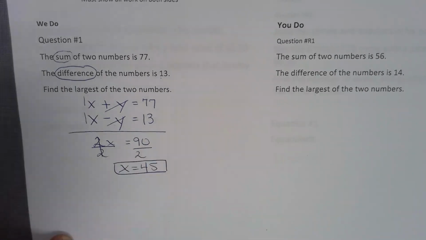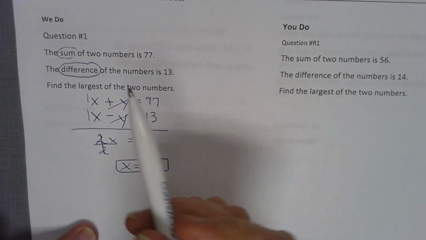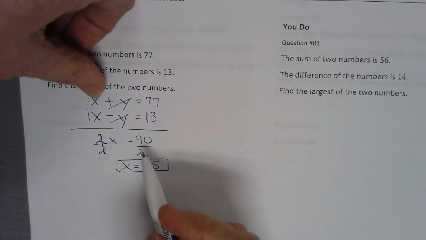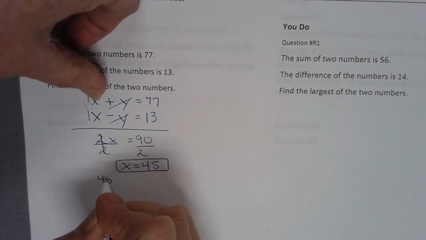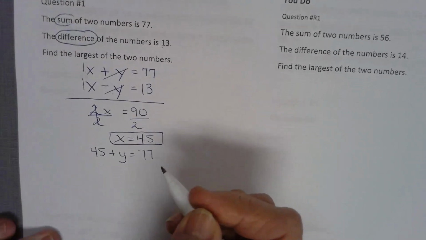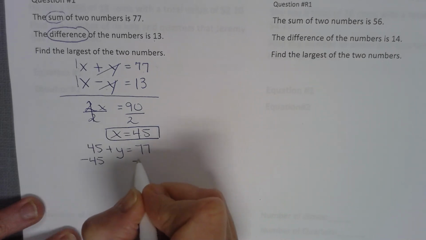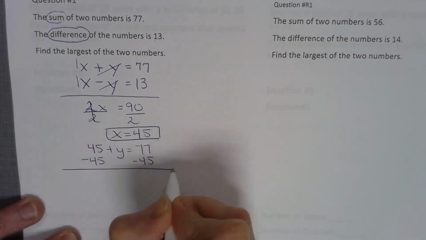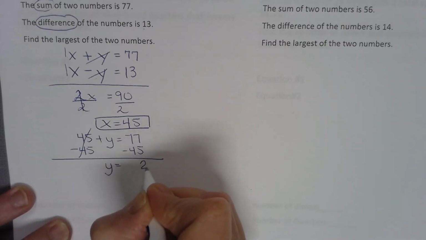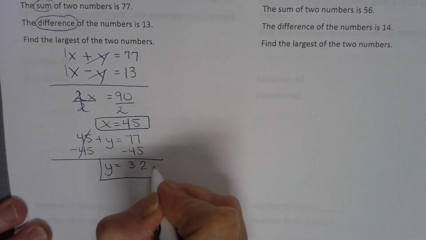One of my answers is 45. I need to get the other one. So I'm going to plug back into one of these. I'm just going to plug into this one. x plus y equals 77. So instead of x, I'm going to put 45 plus y equals 77. I'm sure you can figure this out in your head now, but we're going to just go through the motions. We're going to subtract 45 on both sides. And we get y equals 32.